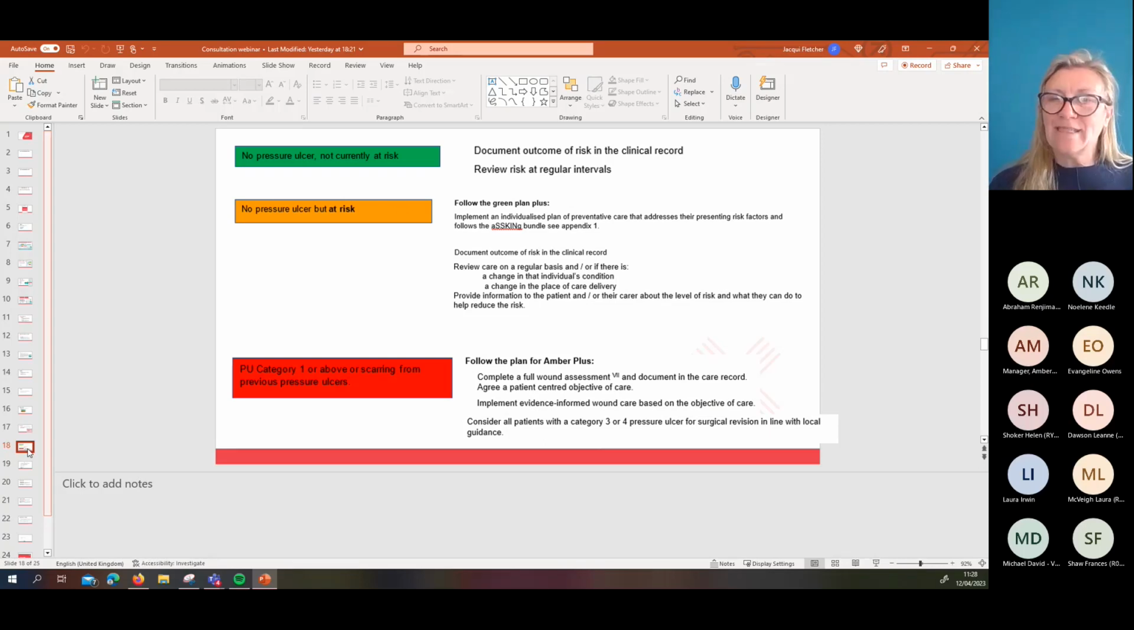If the patient already has a pressure ulcer, then obviously you do all the same as you would do for amber. Maybe step up the level of equipment you use, maybe step up the level of repositioning that you do. But if they have got a pressure ulcer, they need to have some wound care, unless it's a category 1, in which case it's skin care. And what we're saying here is that there should be some evidence-informed wound care based on what the objective of care would be. And if the patient has a category 3 or 4, you should think about, is that patient suitable for surgery?